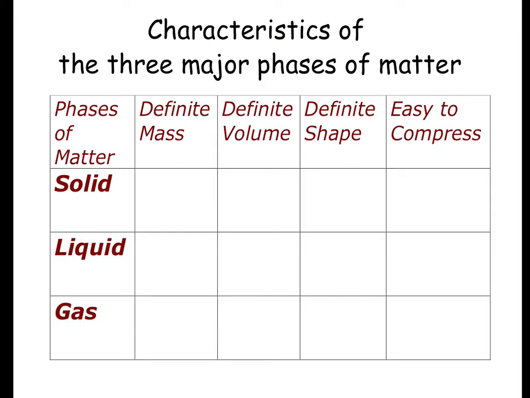So let's look at the characteristics of the three major phases of matter. So we're looking at the phases or states, solid, liquid, gas, whether or not they have definite mass, volume, shape, or if they're easy to compress. Solids do have definite mass. They also have definite volume. And you can put X's in there or say yes or no, whichever makes life easier for you. They do have a definite shape, and they are not very easy to compress.